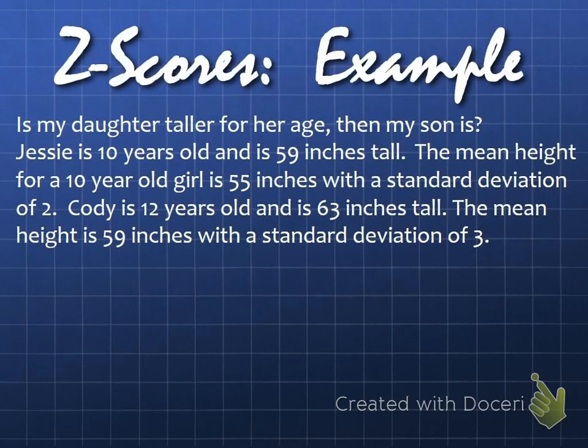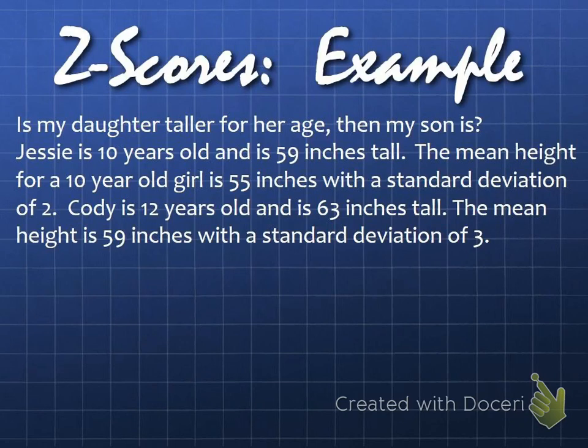Right, so let's say Jessie is 10 years old and is 59 inches tall. The mean height for a 10-year-old girl is 55 inches with a standard deviation of 2. Cody is 12 years old and is 63 inches tall. The mean height is 59 inches with a standard deviation of 3. So we want to see if Jessie is taller for her age than Cody, right?